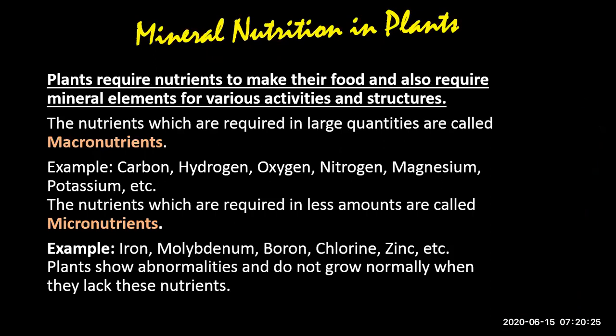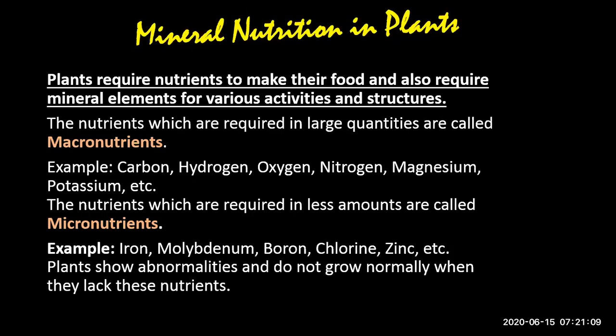Plants require nutrients to make their food and also require mineral elements for various activities and structures. Plants require these nutrients so that they can build up their own food, but they can also carry out a lot of different kinds of activities, and they can build different structures. One of the best examples of a structure is chlorophyll. Plants have to make it to undergo photosynthesis, and later on that chlorophyll is involved in photosynthetic activities.